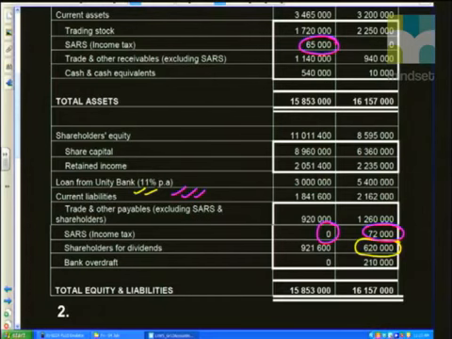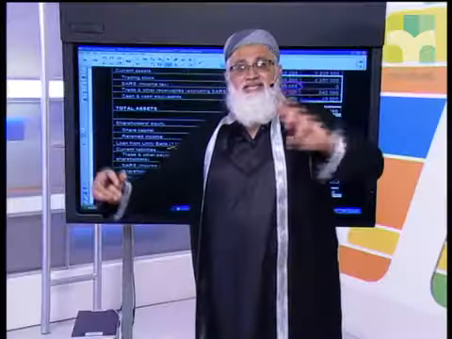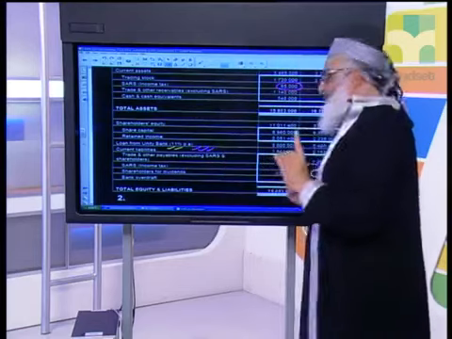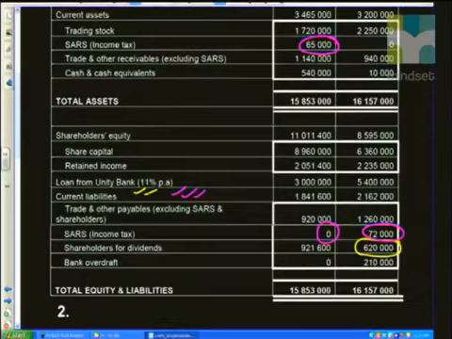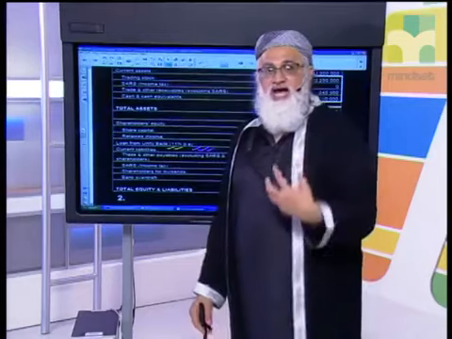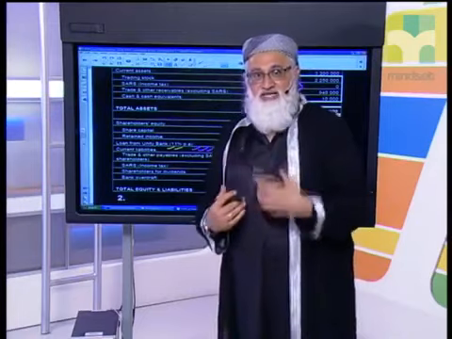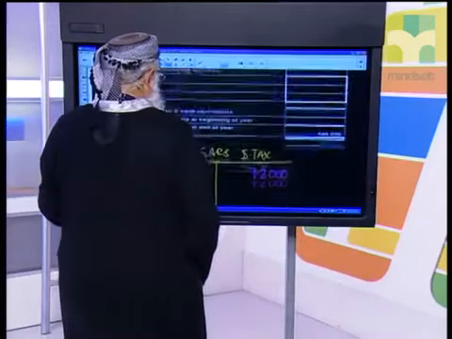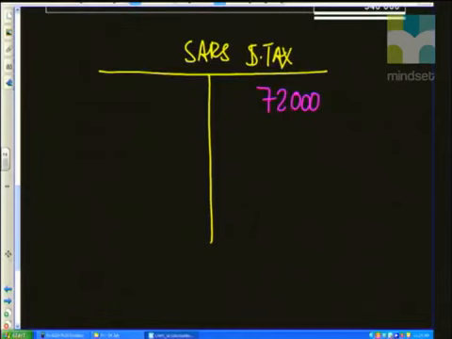Do you recall what I said earlier on? What type of an account is SARS income tax? Grade 12s, you should be shouting out: it depends on the balance. So at the beginning of the year, it was a liability of 72,000, and now, at the end of the year, it is an asset of 65,000 rand, indicating that SARS owes us money, 65,000 rand. Let's put that information where it belongs, 65,000 rand.